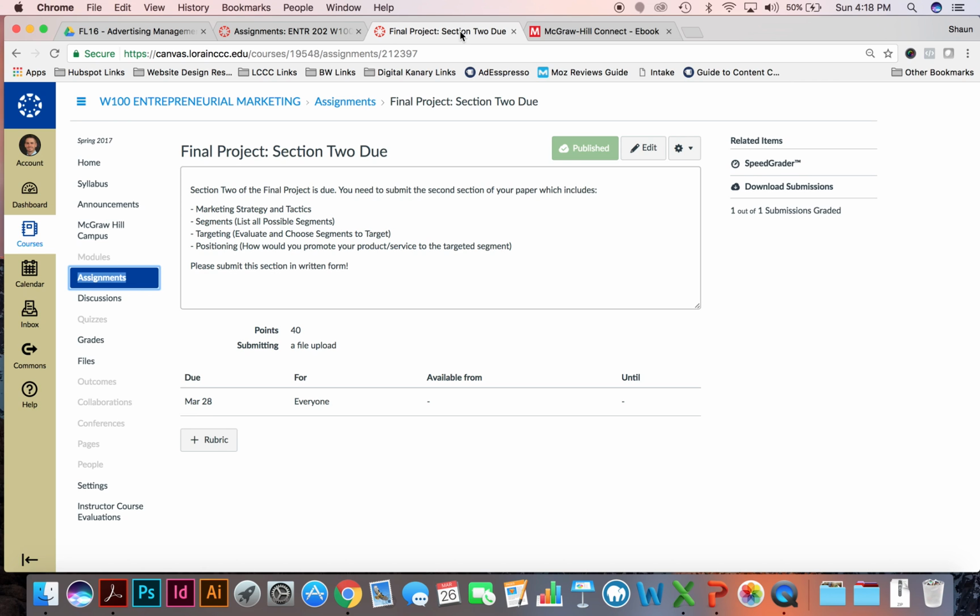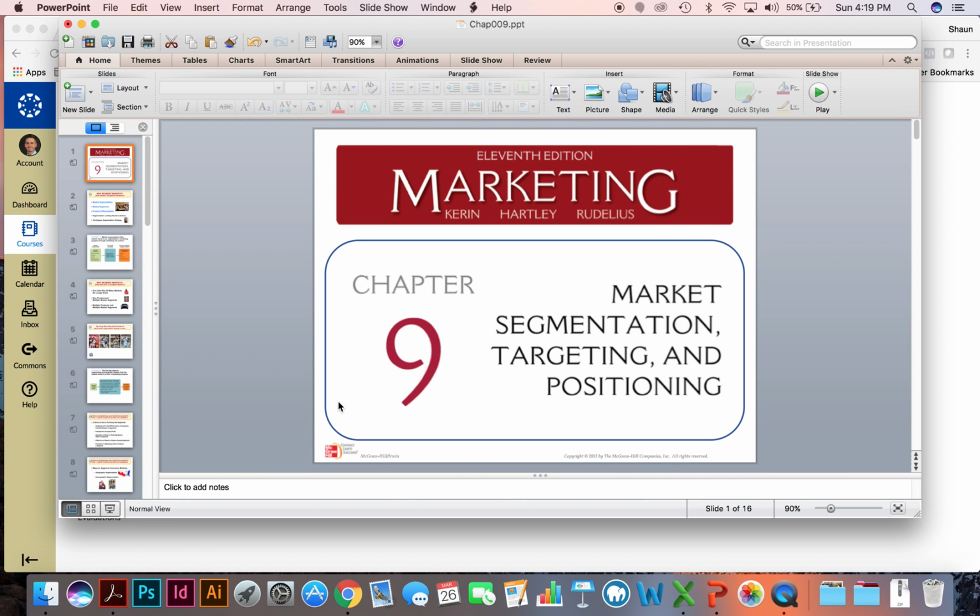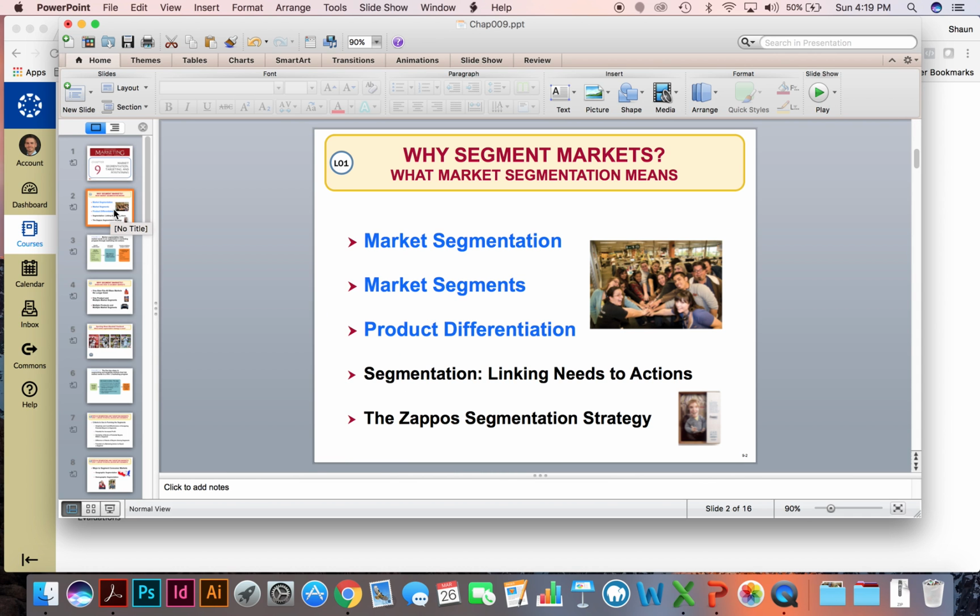And this Section 2 has a lot to do with Chapter 9. Chapter 9 deals all about segments, segmenting your consumers, how to target attractive segments, and then how to position your products to those segments. So it's imperative that you read Chapter 9 and take the Chapter 9 quiz before beginning this Section 2.